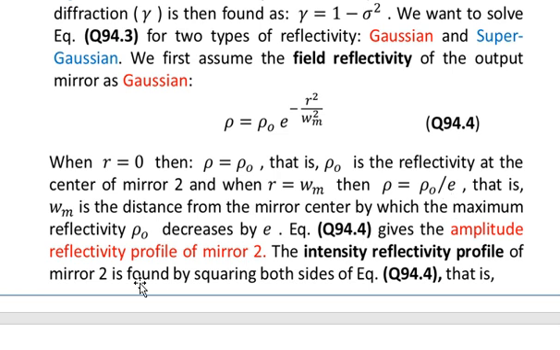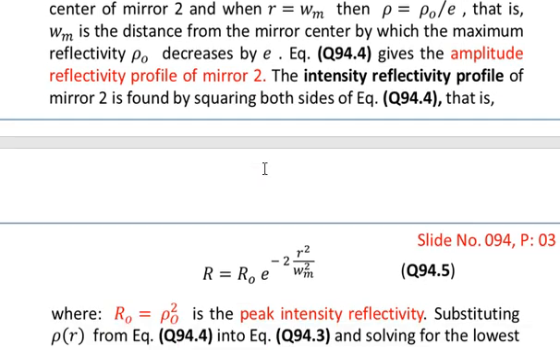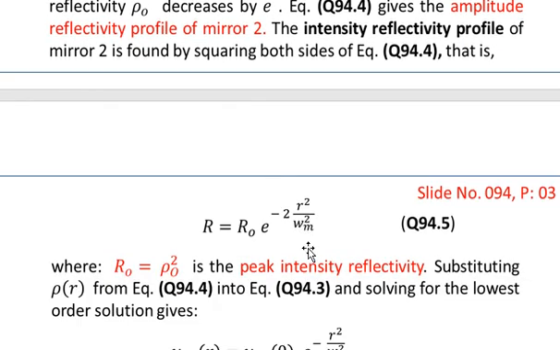Equation number 4 gives the amplitude reflectivity profile of mirror number 2. The intensity reflectivity profile of mirror 2 is found by squaring both sides of equation number 4. So, to write the intensity reflectivity profile of mirror 2, I need to take the square of both sides of equation number 4, which is shown in equation number 5.